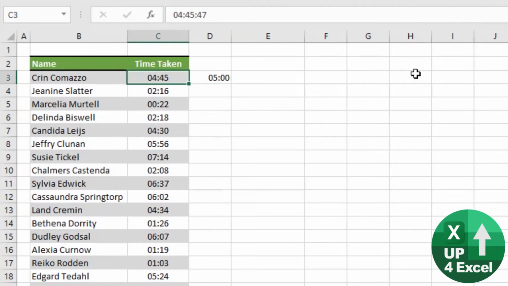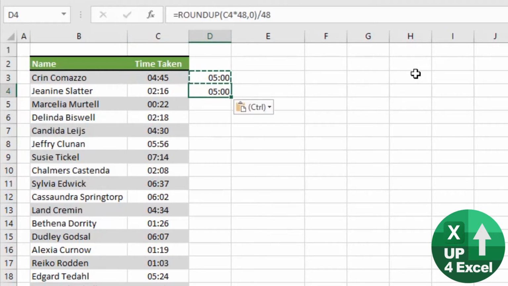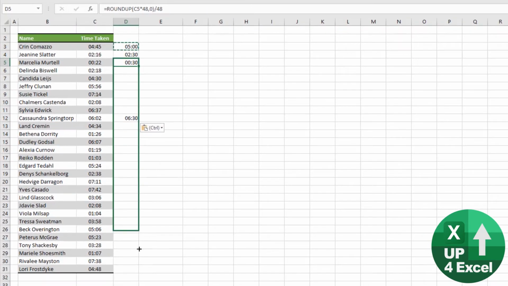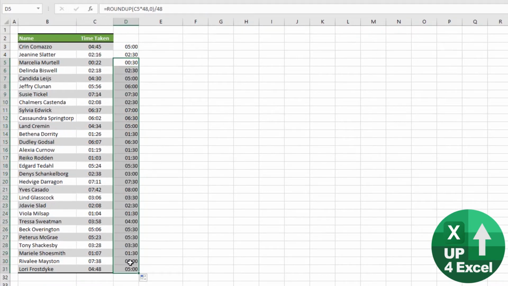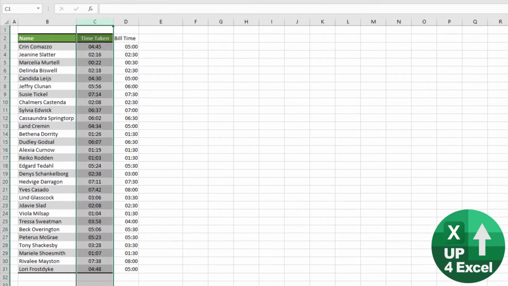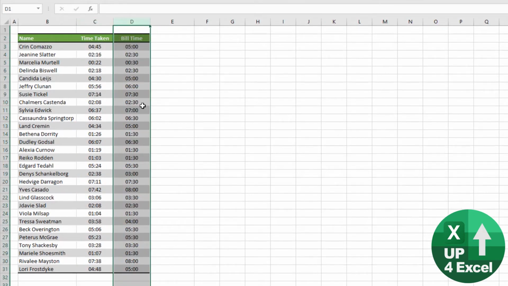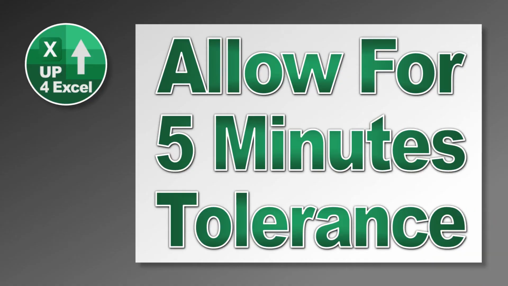So you can see that has taken 4:45 and changed it to 5 hours. 2:16, we should hope 2.5 hours. 22 minutes should be 30 minutes. Yes, 30 minutes. If I drag that formula right the way down, we can rest assured that will be now the bill time. I will click on that. So that is the bill time.